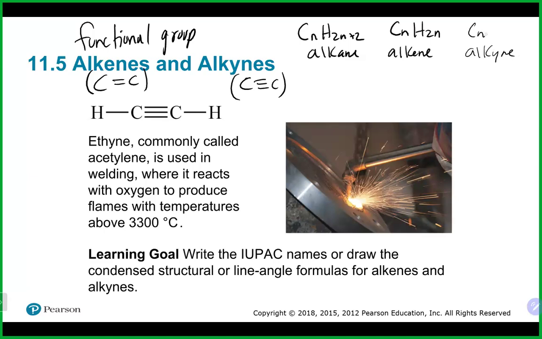And that's going to be CnH2n minus 2. So you're going to lose 2 more hydrogens. What do I mean by that? Let's take a look. This is our alkane, which is 2 carbons.